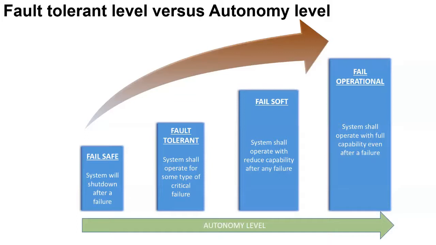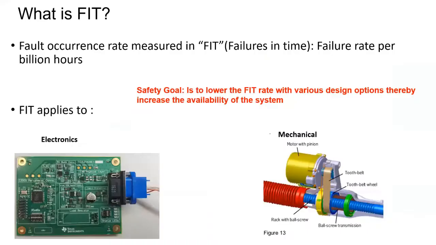Moving forward, when we reach level three and level four, we are basically going towards a fail operational system. That means a single failure cannot take down any of our system. So that is where the design is going to come. That is how we are going to design the power electronics, how we are going to design a motor, everything. It affects each and every part of the system.